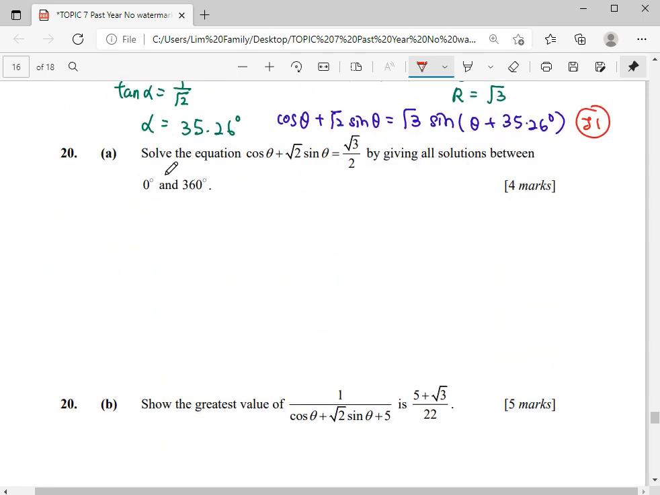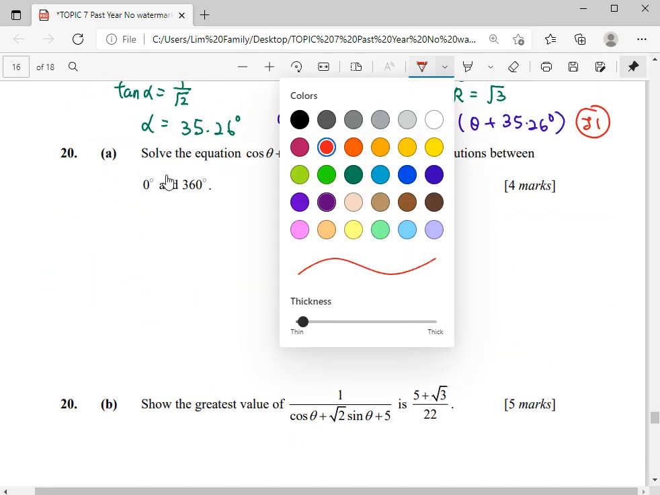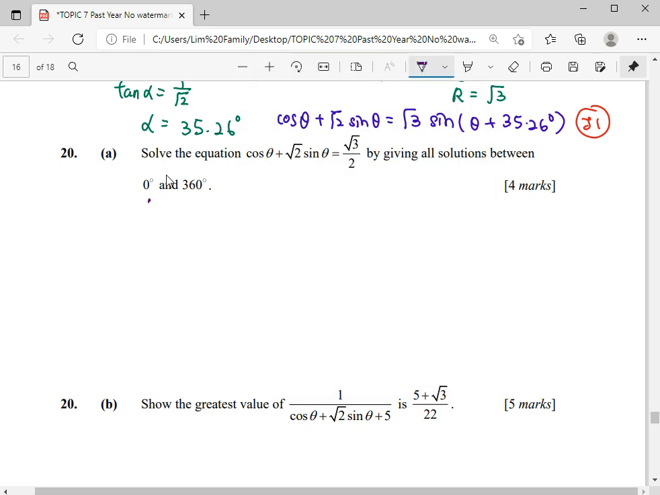So therefore we continue here. Solve that. Our equation is cos theta plus square root 2 sine theta equals square root 3 over 2. So they give us an equation. When we want to solve an equation, we must have a form of trigo, angle, equals a value. Then by using the four steps, only then can we solve this equation.